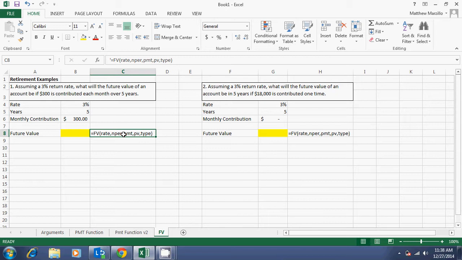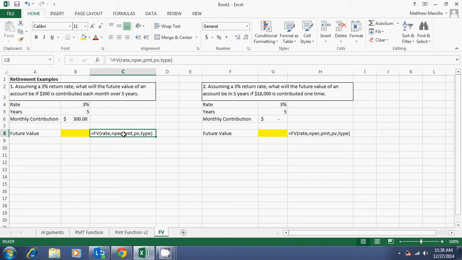a regular investment, right? So let's say you're contributing $300 every month to a savings account. You know that savings account's going to grow 3% a year. You want to know in X number of years how much money you'll have based on that. And the future value function will calculate that for you.